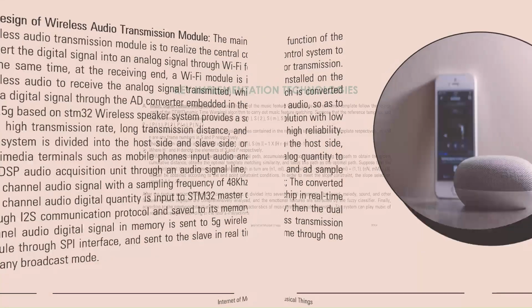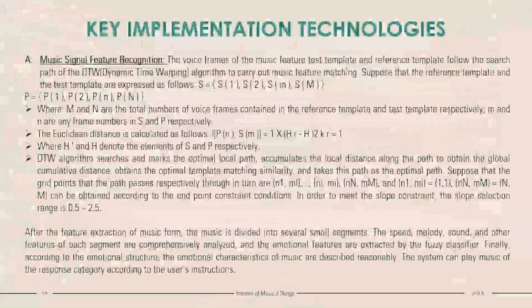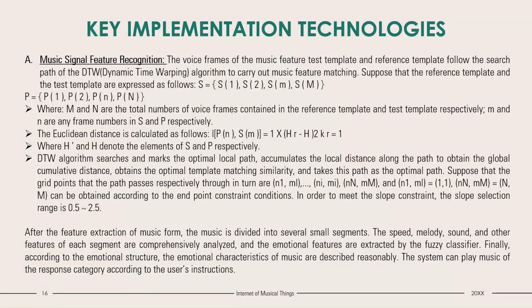When we come to the key implementation technologies, we have firstly music signal feature recognition. The voice frames of the music feature test template and reference template follow the search path of DTW, which is the dynamic time warping algorithm, to carry out music feature matching. Suppose that the reference template and the test template are expressed as follows: S is equal to S1, S2, ..., Sm, ..., SM, and P is equal to P1, P2, ..., Pn, ..., PN.